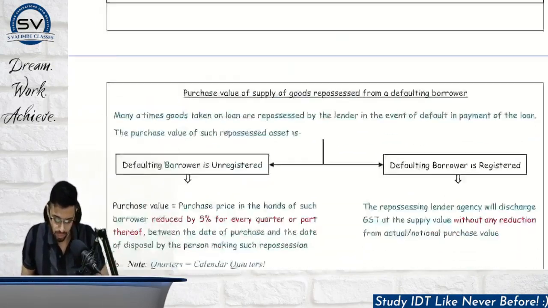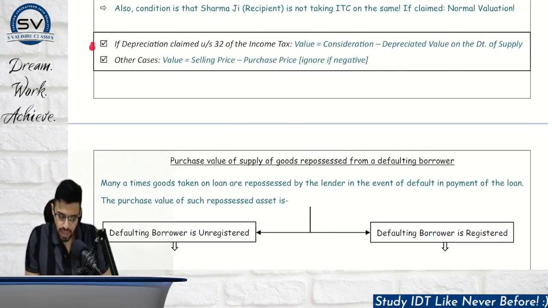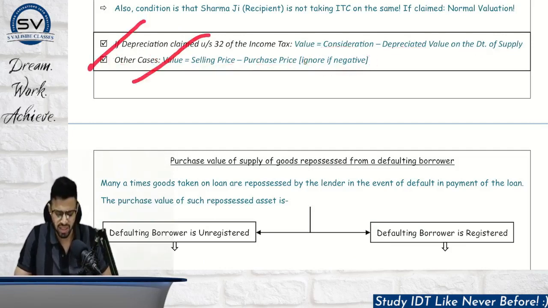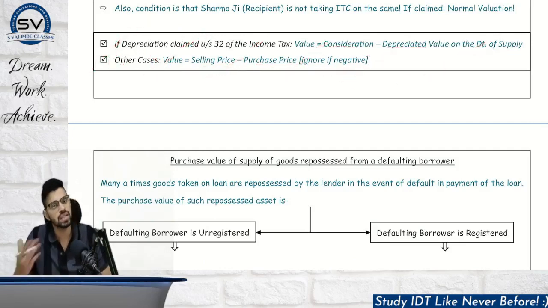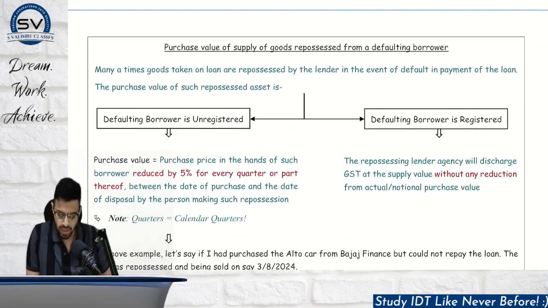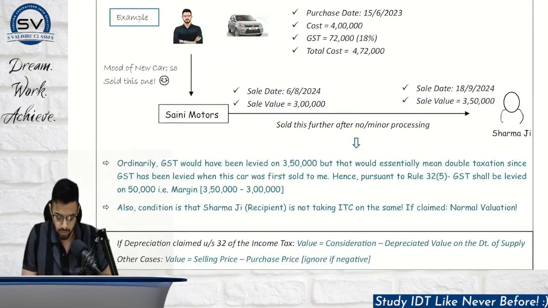Let's see. If depreciation is claimed under section 32 of the Income Tax Act, if any person has claimed depreciation under section 32, then the margin will be calculated as consideration minus depreciated value. In other cases, selling price minus purchase price. Ignore if negative. This is just a general point. When depreciation is involved, then depreciated value needs to be reduced. Now this is important, for which we are going to use this particular example.